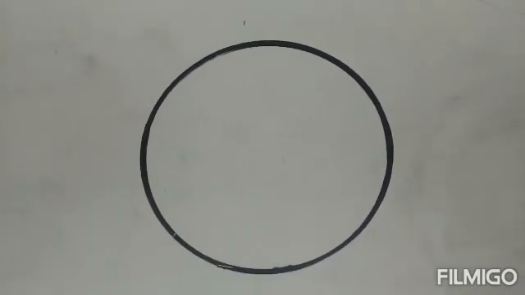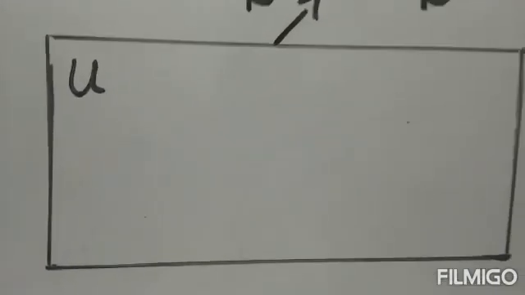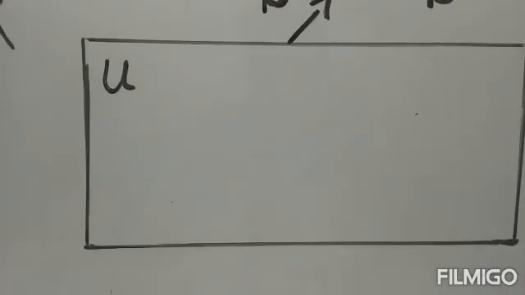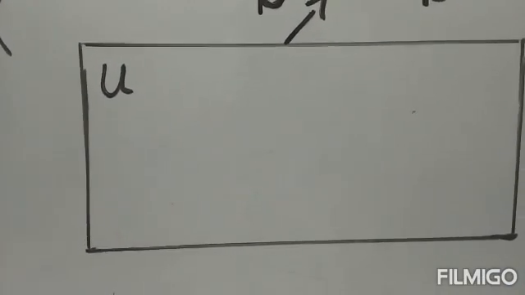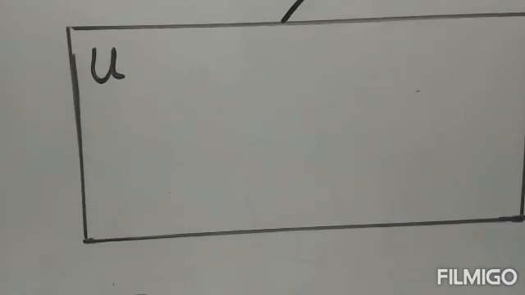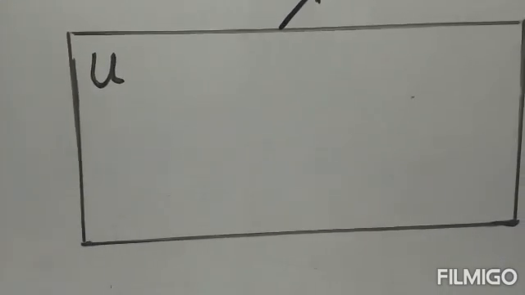Okay, now I am going to draw the rectangle. You can see the rectangle here. That is a rectangle. It represents the universal set. Here the universe is everything that a set is dealing with. Okay class, let us take some examples.